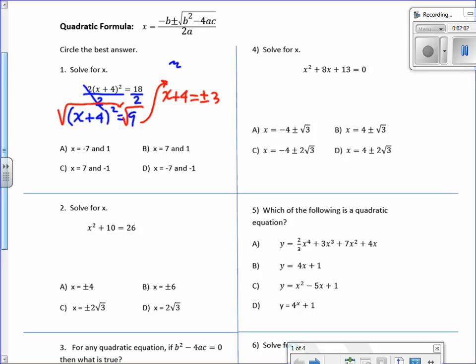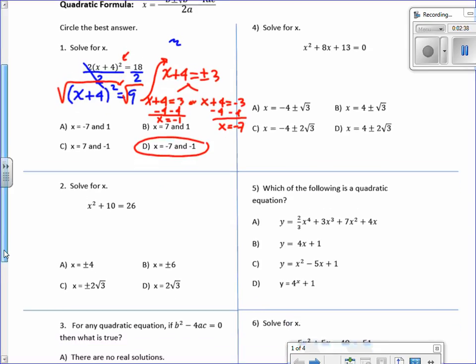Now remember, because this is a quadratic equation, the degree is 2, that means I have 2 solutions, so I have to split this up. I leave the left side the same: x + 4 = 3, or x + 4 = -3. I solve this. I'm going to subtract 4 from both sides. I get x = -1. I subtract 4 from both sides here. I get x = -7. And here's my answer, -7 and -1.